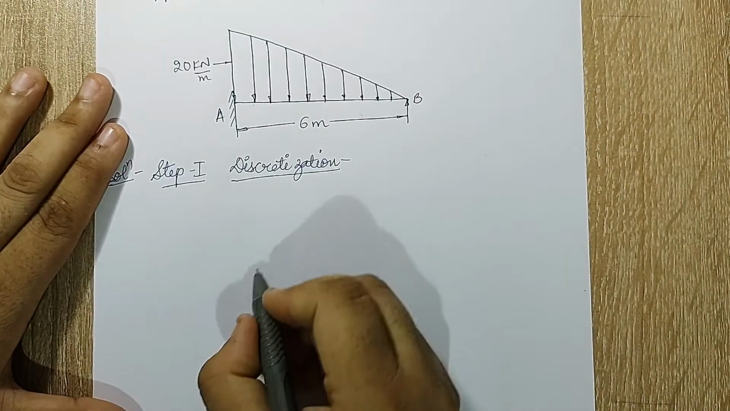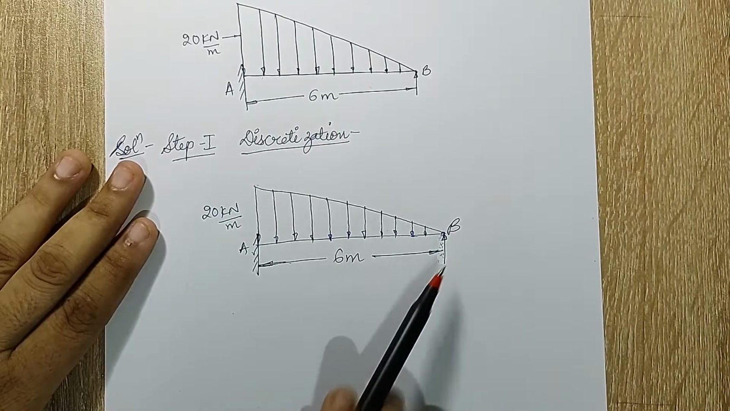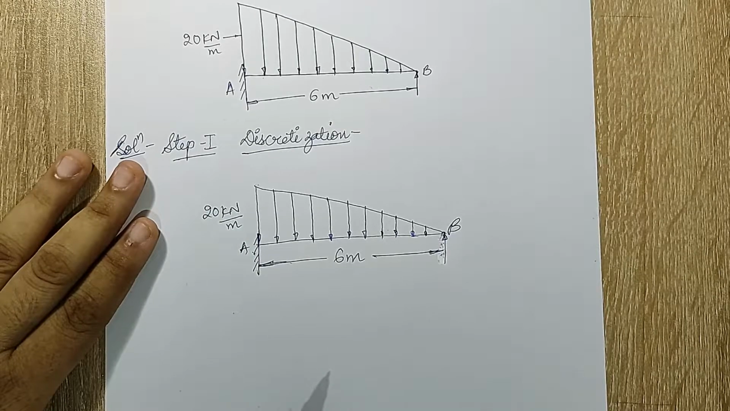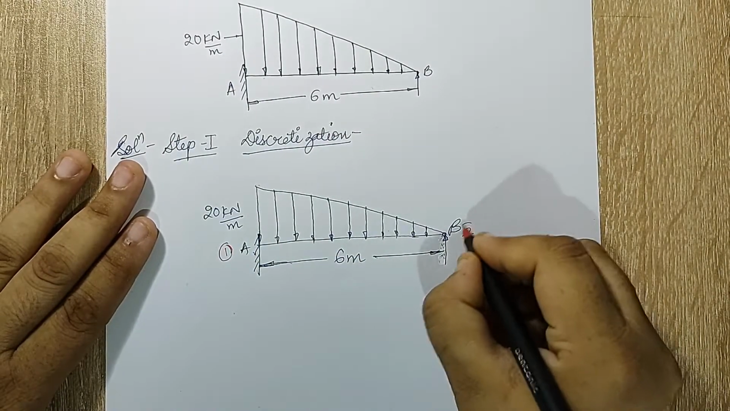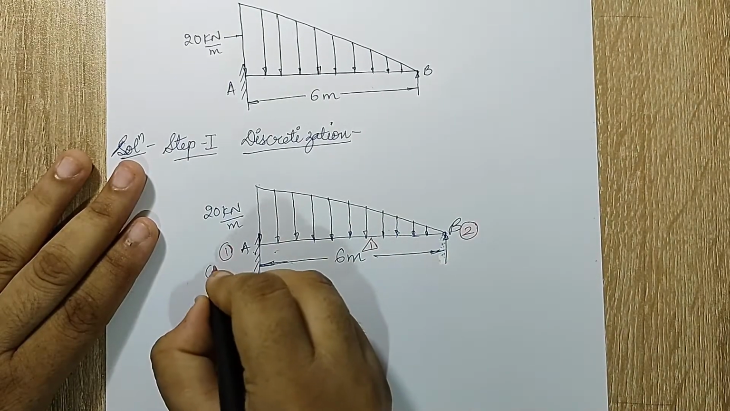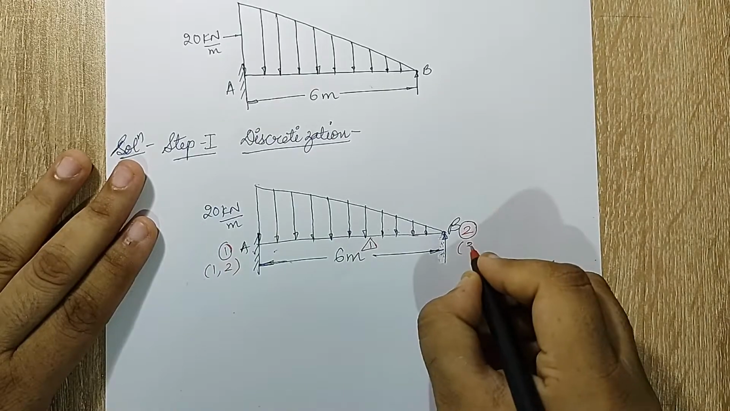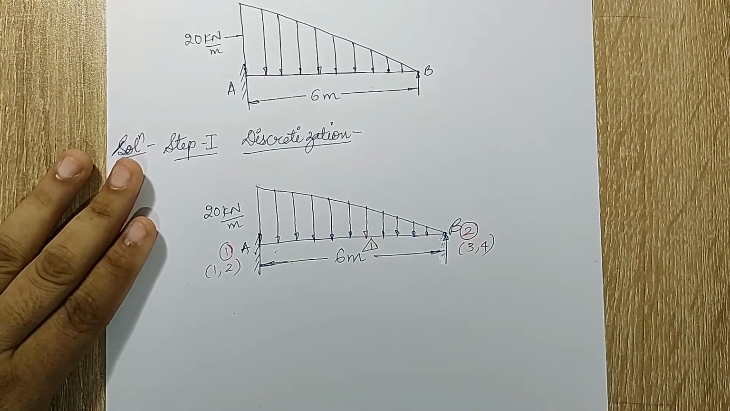I'll draw the same beam here. So this is the beam. At end A there is a fixed end and here there is a reaction, as you can see. So I'll mark this node as 1, this node as 2. This entire thing is element 1. Each node will have 2 degrees of freedom. So I'm marking 1, 2 and 3, 4. So this completes my discretization diagram.